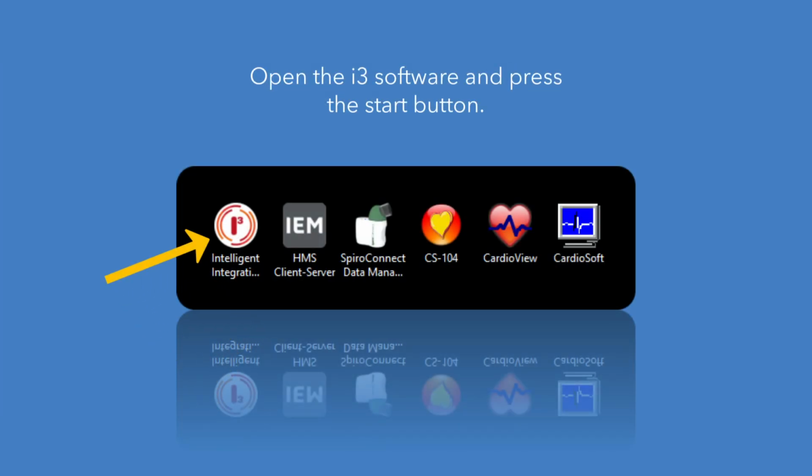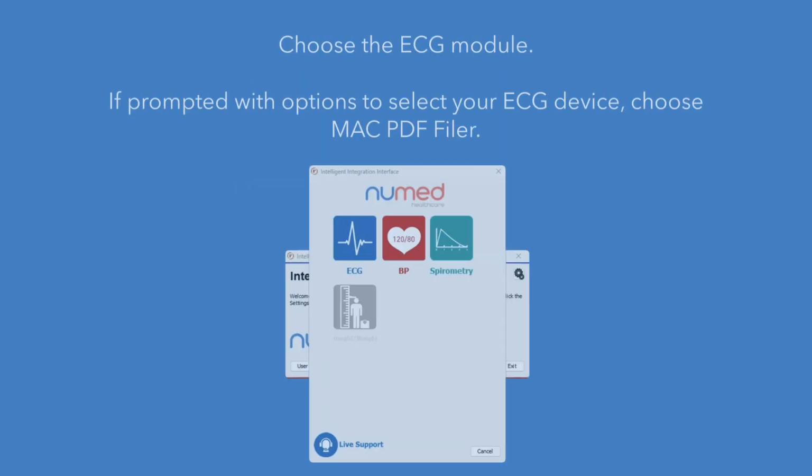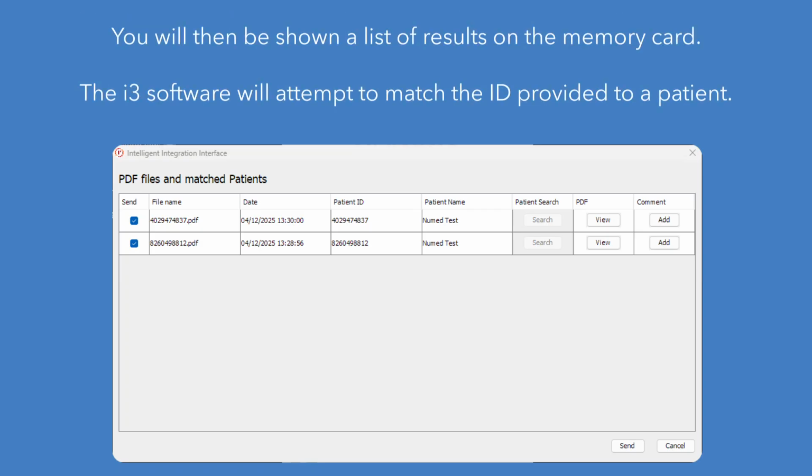Open the i3 software and press the Start button. Choose the ECG module. If prompted with options to select your ECG device, choose MAC PDF Filer. Our software will now read the stored PDF reports on the SD card. If you have a large number of ECGs to save, this may take a moment or two. You will then be shown a list of results on the memory card.